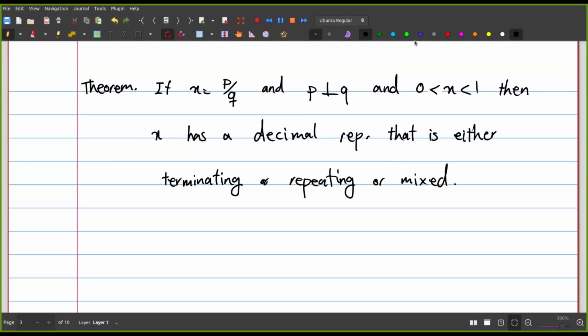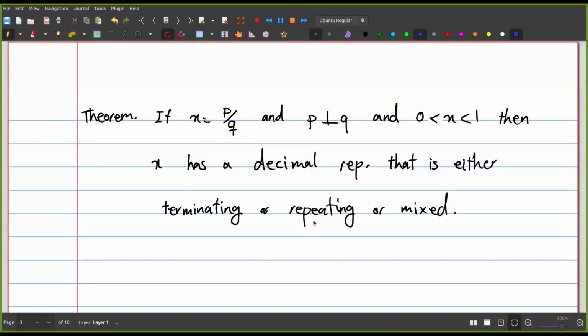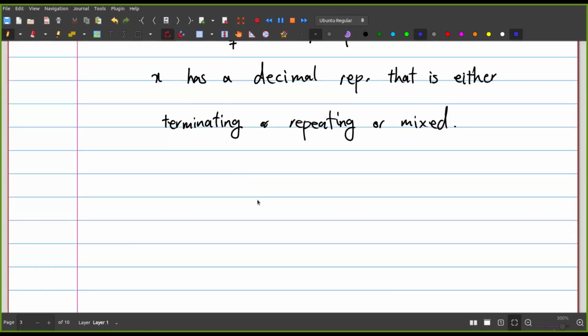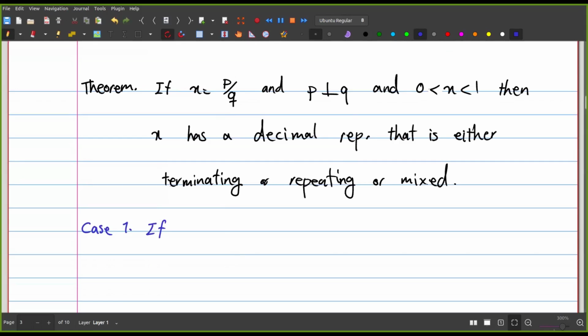Okay. So we're going to do a casework again. And you've probably seen this in high school. You've seen that whether I get a terminating or repeating decimal representation is really dependent on whether I have a factor of 2 or 5 in my denominator, right? So I'm going to do a casework. I'm going to say my first case is if, in my denominator q, the GCD of q and 10 is 1.